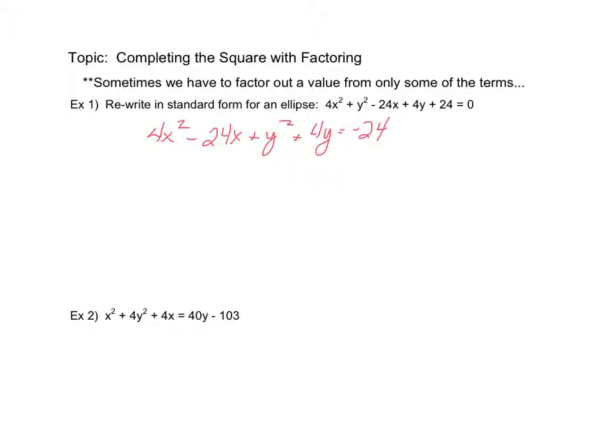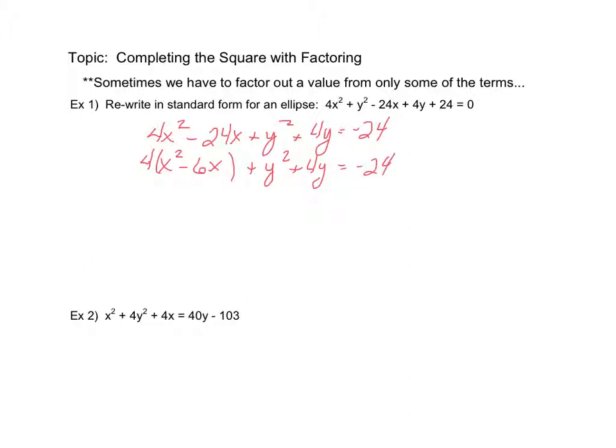Okay, so now just as I pointed out a moment ago, and we've already seen this, I can't have a coefficient on my squared term, and I have one on my x but not my y. So if I were to divide everything by 4, that would give me a coefficient of 1/4 on y squared, so I don't want to do that. So what I can do is factor a 4 out of my x terms only. So 4 times x squared minus 6x plus y squared plus 4y equals negative 24.